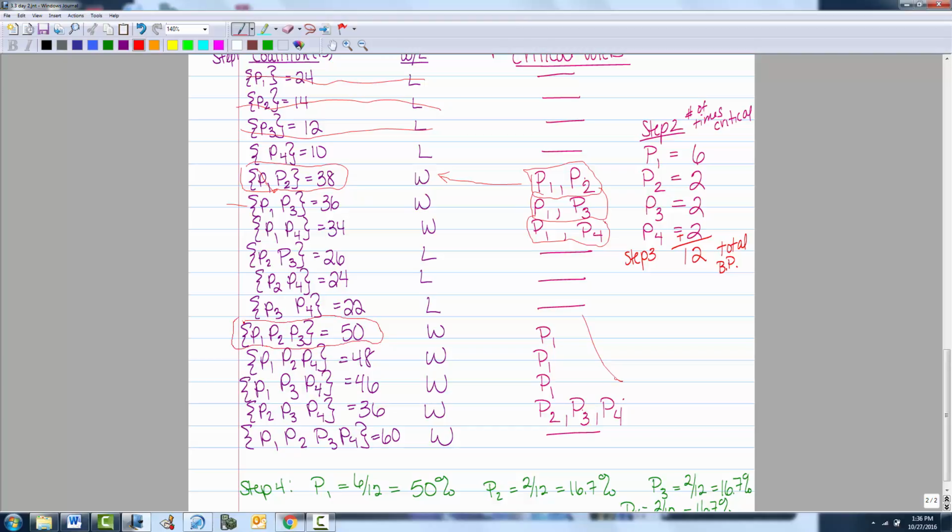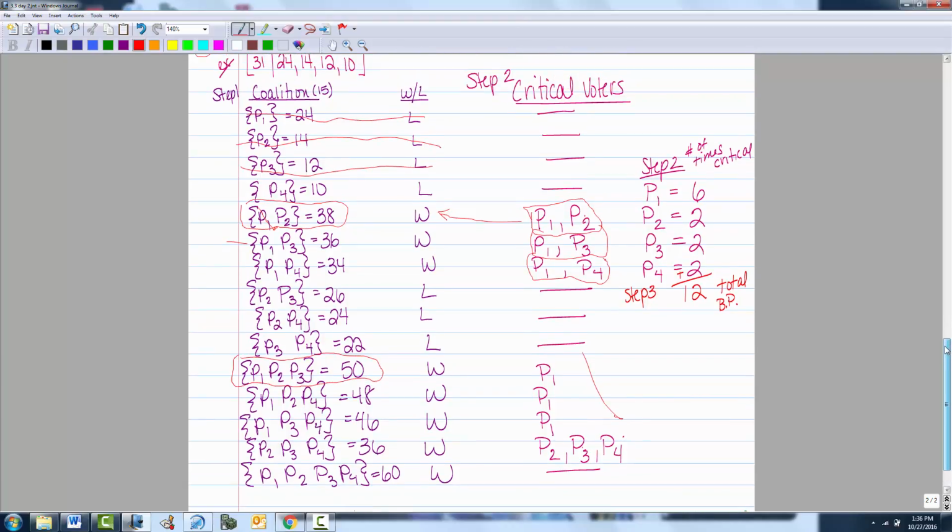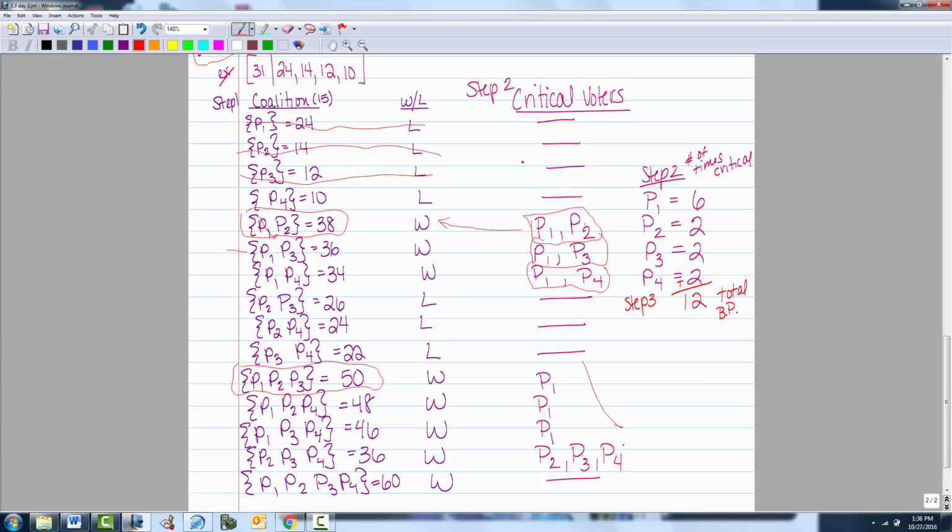I want to go back up just to explain this one. P1 has a power rank of 24, and P2 is 14. You keep those two together, you're at 38. That's a winner. P1 and P4 or P3, same thing. That's a winner. But if you remove P1, P2 and P3 is a loser. So if I lose P1, this becomes a losing coalition. That gives P1 a Banzhaf power point. And so on and so forth.